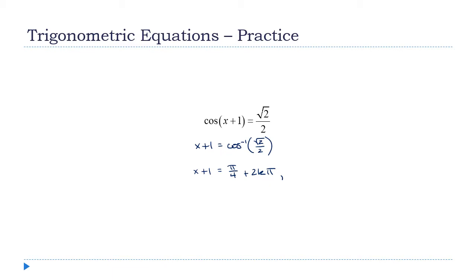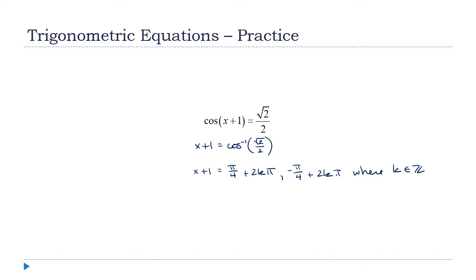Well, how about negative pi over 4? Negative pi over 4 also has a cosine of the square root of 2 over 2. All right, so let's put that on here. Negative pi over 4 plus 2k pi, where k is an integer.